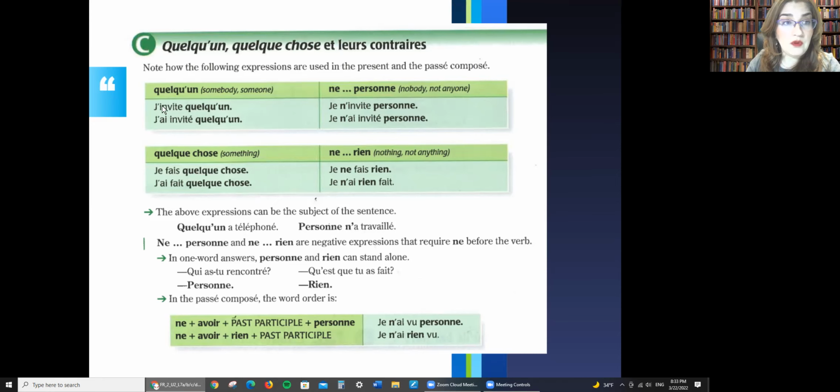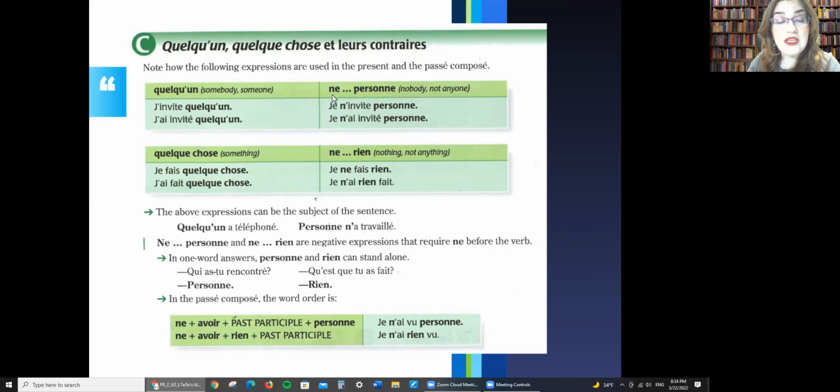Here is an example for the present tense, and remember to fill out your notes, and then we look at it in the passé composé sentence. Here you go. J'invite quelqu'un. I invite someone or somebody. In the passé composé, j'ai invité, right? Helper verb, past participle. J'ai invité quelqu'un.